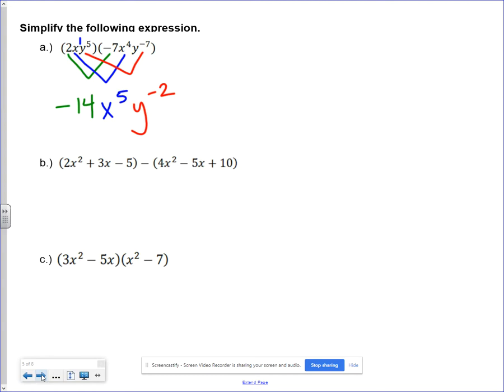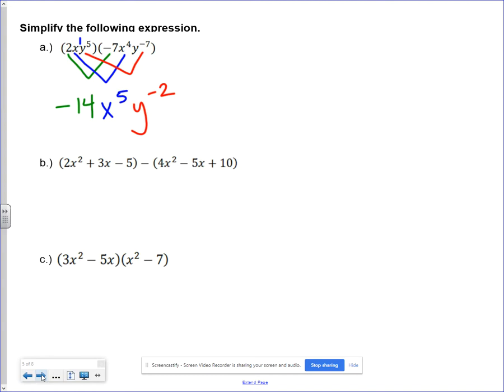Well, the negative exponent on the y makes it not simplified. You're not allowed to leave a negative exponent. The negative on the 14 is fine. The coefficients can be negative. The things that can't be negative are the exponents. So the 14 won't move. The x to the 5th won't move.